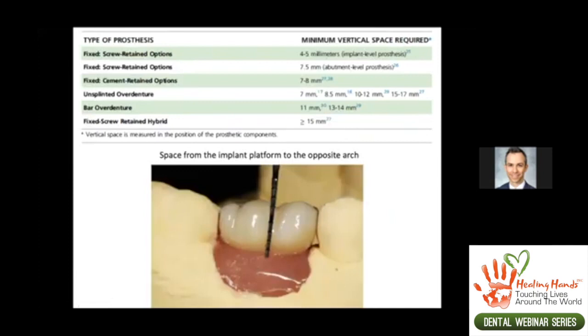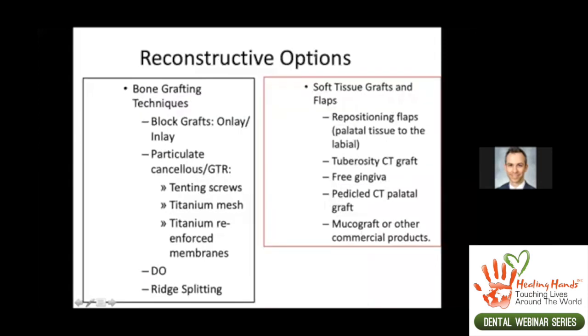So they had a nice table showing all the different minimum vertical space requirements. And again, understand this is the bare minimum. It's not what you ideally want. You want more than this, even if you have this minimum, because the closer you are to these minimal numbers, the more difficult it's going to be for the restoration.